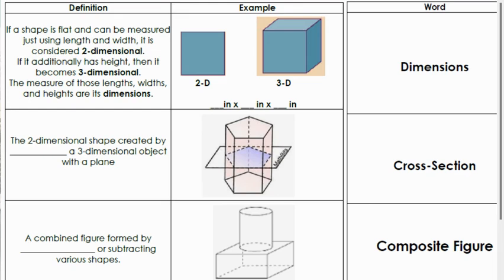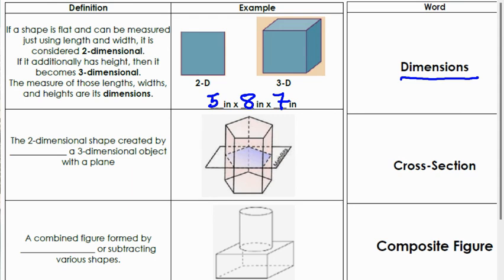Now, if we're talking about the measures of those lengths, widths, and heights, those are the dimensions, plural, of an object. So like if we said an object is 5 by 8 by 7, okay, 5 inches by 8 inches by 7 inches, those are its dimensions. It's 5 by 8 by 7.